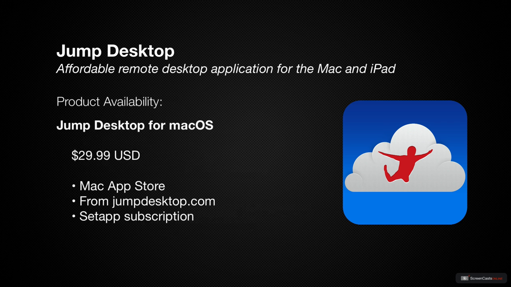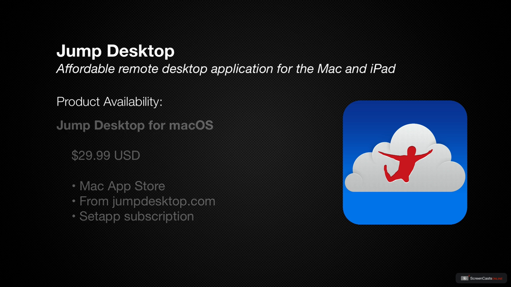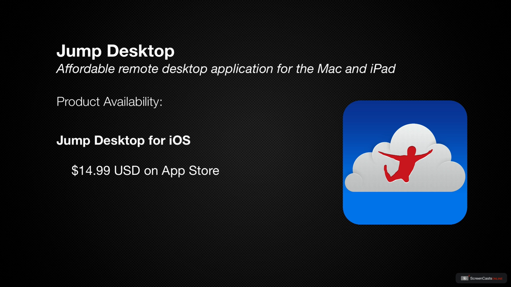Jump Desktop for Mac OS is available for $29.99 US, either from the Mac App Store, or you can get it directly from jumpdesktop.com. Jump Desktop is also available with your SetApp subscription from setapp.com. Jump Desktop for iOS is $14.99 US, and of course it's in the iOS App Store.